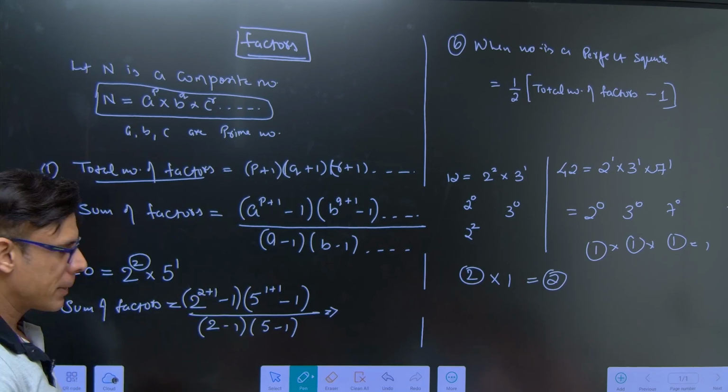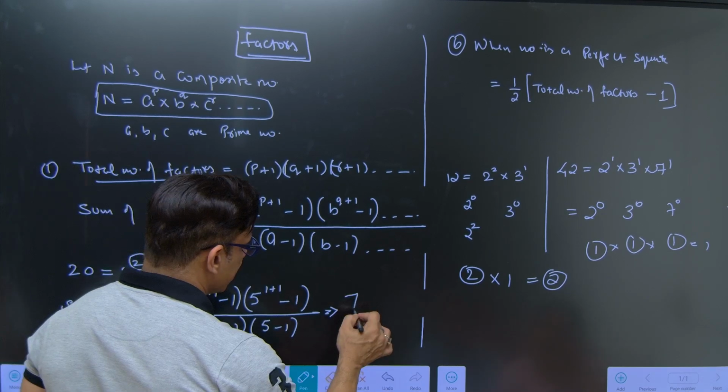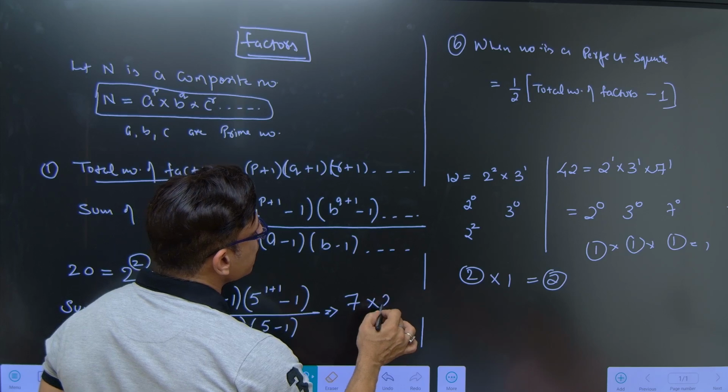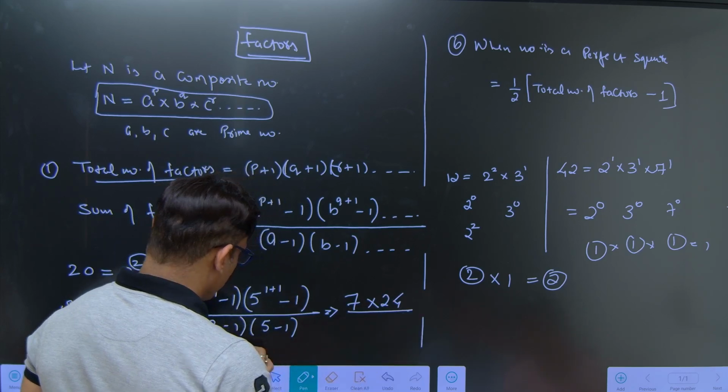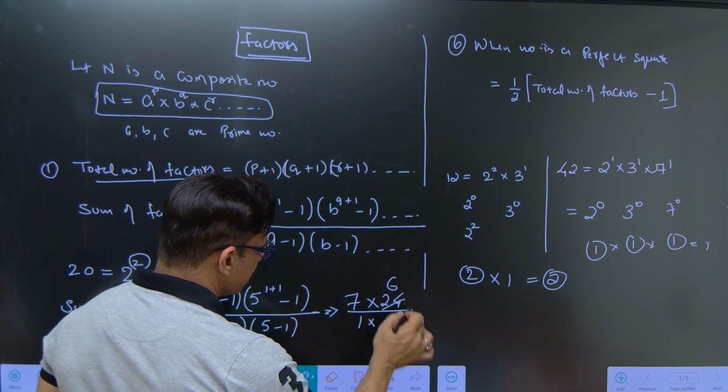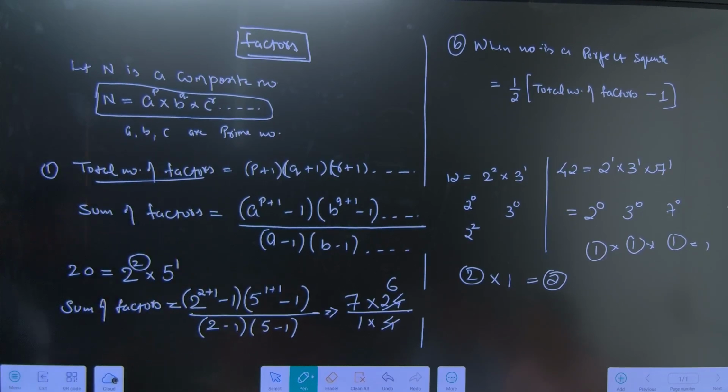2 cube is 8, minus 1, 7. 5 square minus 1 divided by 2 minus 1, 1. 5 square minus 1 is 24, divided by 4, 6. 7 sixes are 42. Get the answer. Right? That is how you find the sum of factors, whenever they ask you. Sum of factors, product of factors is clear, right?